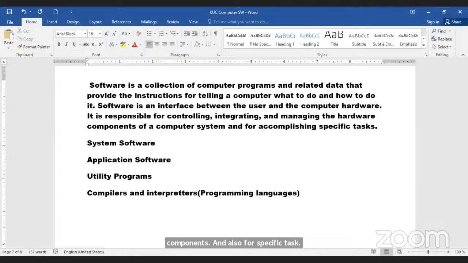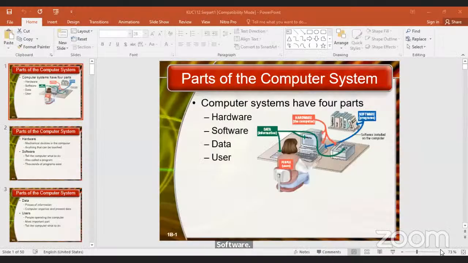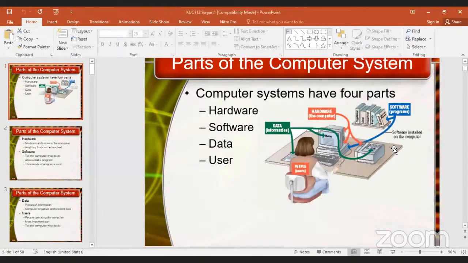So let us have a deeper look into computer software. Let me try to zoom a bit.